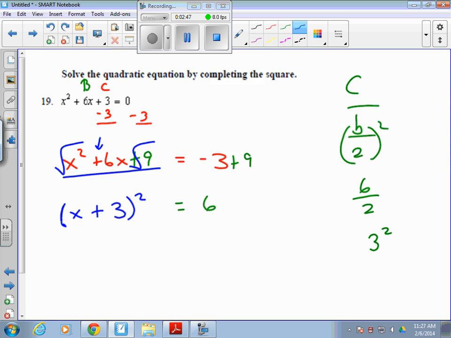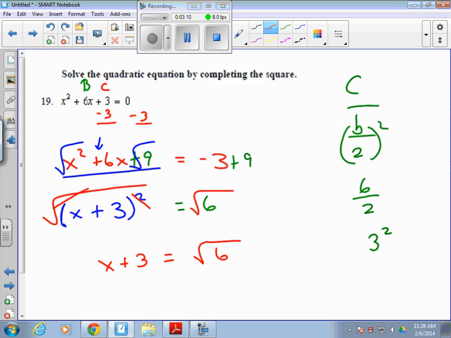Again, just like we did on the last problem, the opposite of the square root of something is squaring it. Here, we're going to do the opposite of squaring something by taking the square root of it. If you do that, do the same to the other side. It cancels here and leaves you with x plus 3. So x plus 3 equals the square root of 6. It's not a perfect square and it can't be simplified, so we'll leave it like that.